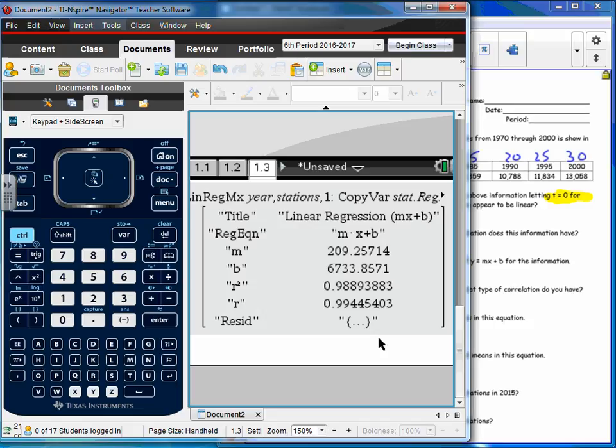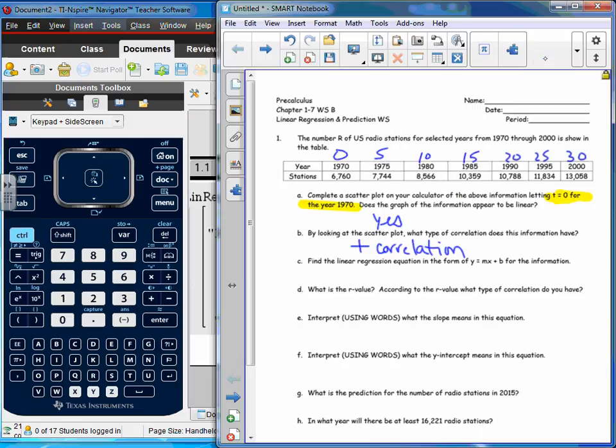So my M is 209.257. I'm going to put it over here. M equals 209.257. Someone help me out. And then my B value is what? Okay. So then my actual equation, notice I wrote down M and I wrote down B. Okay, do we see that? Now my physical equation is going to be y is equal to 209.257x plus 6733.86. That's the equation that you need to write down.